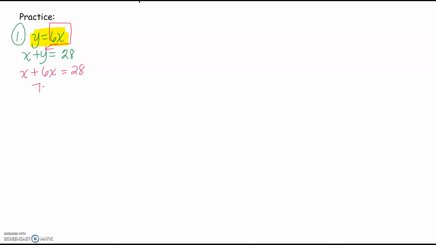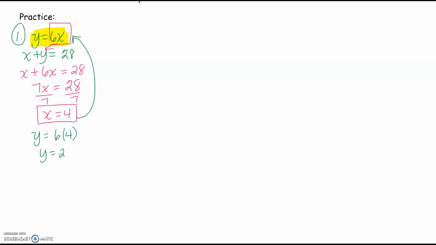I'm going to add the like terms and get 7x equals 28. I'm going to divide by 7, and I get x equals 4. Now you can technically take that value of x equals 4 and plug it into either of them. I'm just going to choose to plug it back into the top one because it's the easiest. So I get y equals 6, instead of times x, I do 6 times 4. So y equals 24. My solution is the ordered pair. Alphabetically, x comes before y, so it's (4, 24). And that's my answer. You should be able to plug that in and it should make both equations true. Okay, let's try another one.